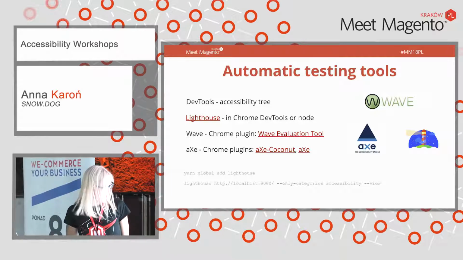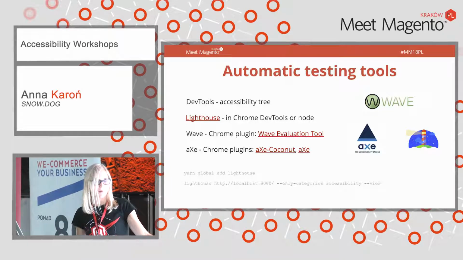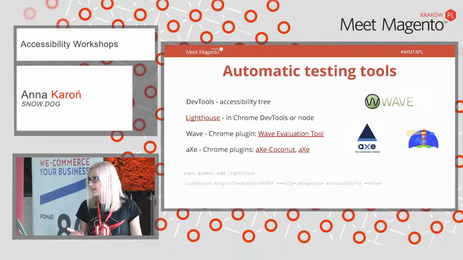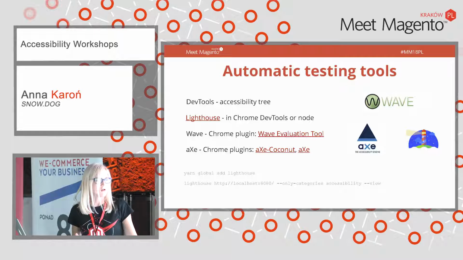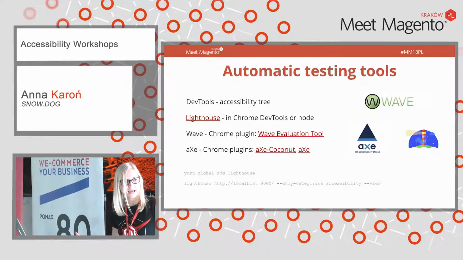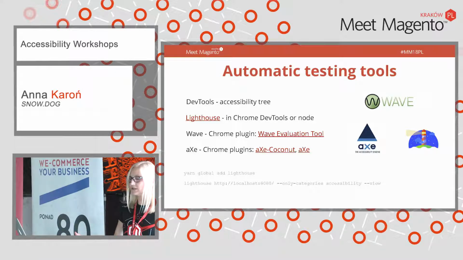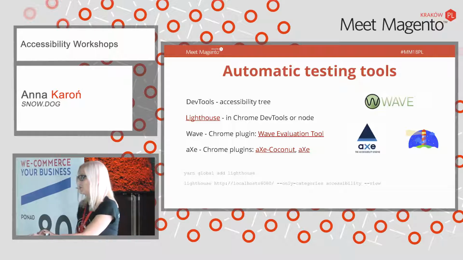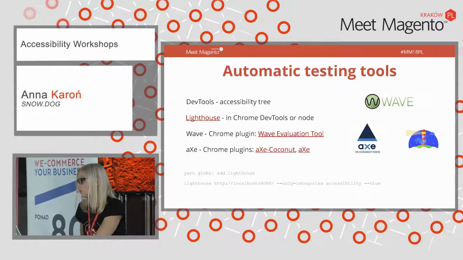You can find it. It's like lighthouse, then the URL for our testing website, which can also be localhost. Only categories accessibility means that we want to run our audit only on accessibility. And view the results. So let's check it on our project.